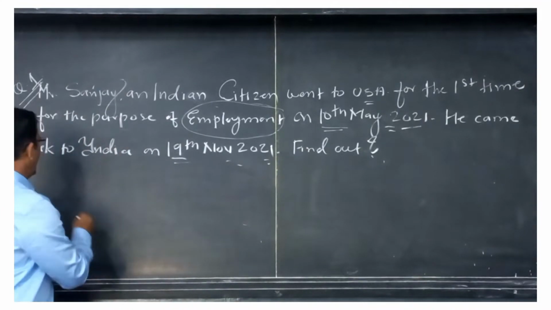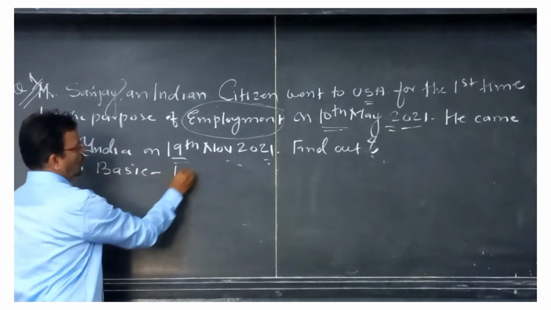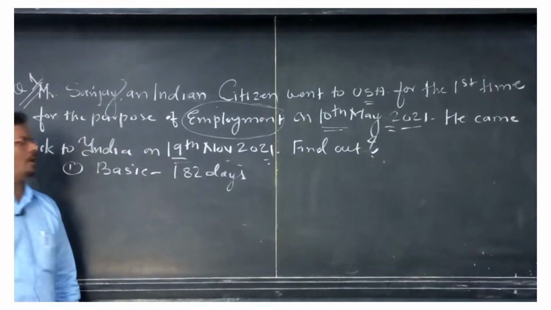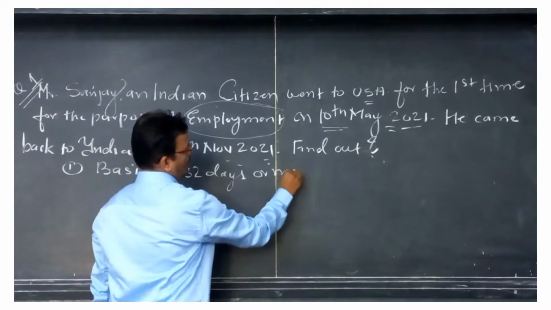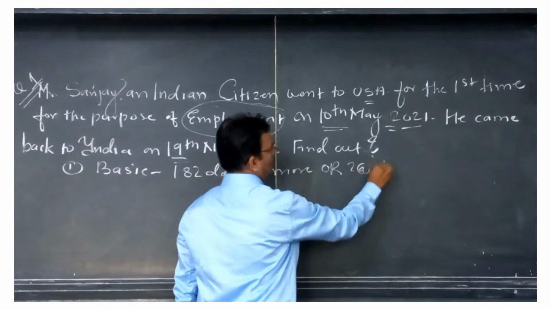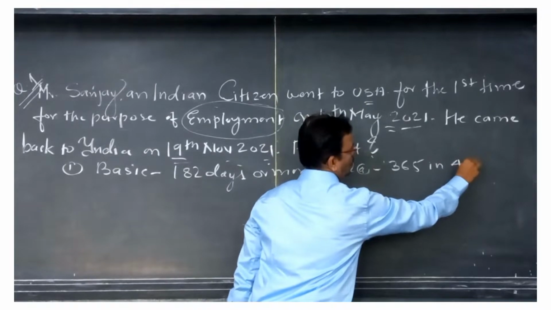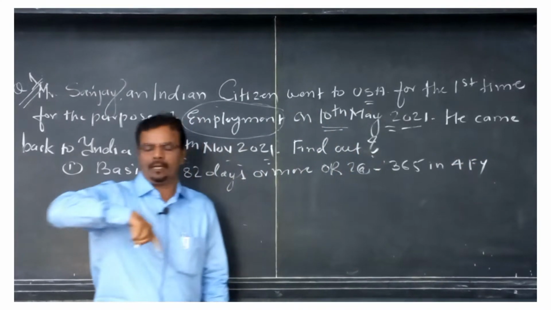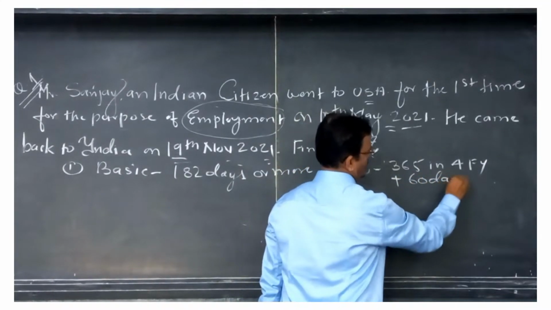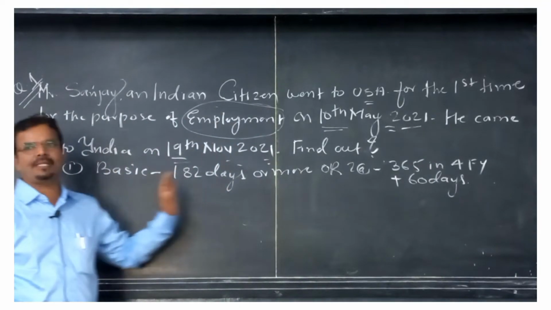So always you have to write the first two basic conditions. What is the basic condition? We have 182 days during the previous year or more than that. And what is the second condition? Or 2A: 365 days in the last 4 previous financial years, plus 60 days during the last financial year. So these are the basic conditions.